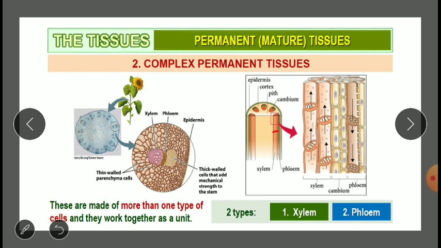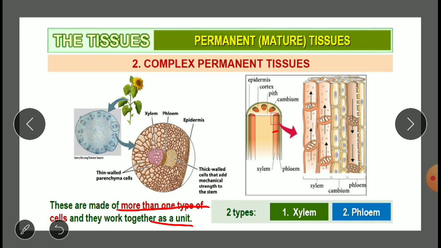Today, we are going to start with the next type, the complex permanent tissues, which are of two types, that is xylem and phloem. So, what is a complex permanent tissue? The complex permanent tissue is one which is made up of more than one type of cell. They are made up of different types of cells, but these cells work together as a unit to perform a particular function.